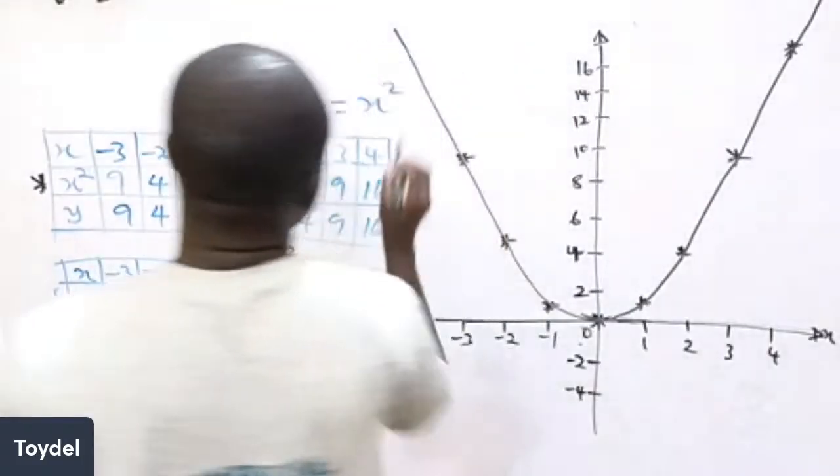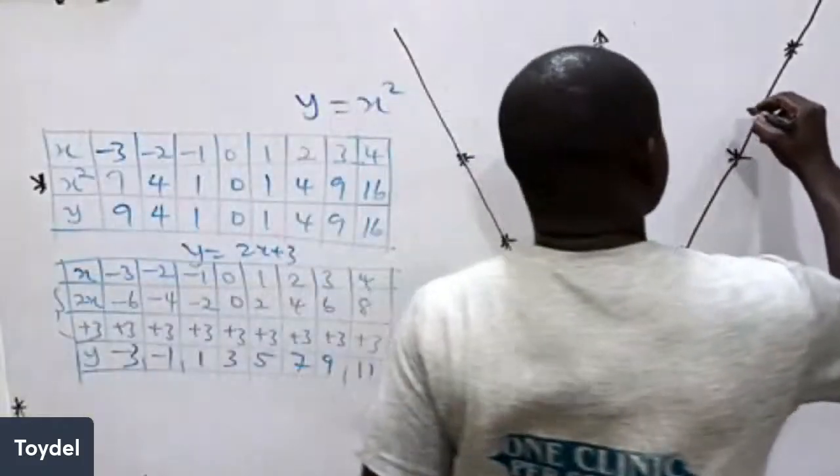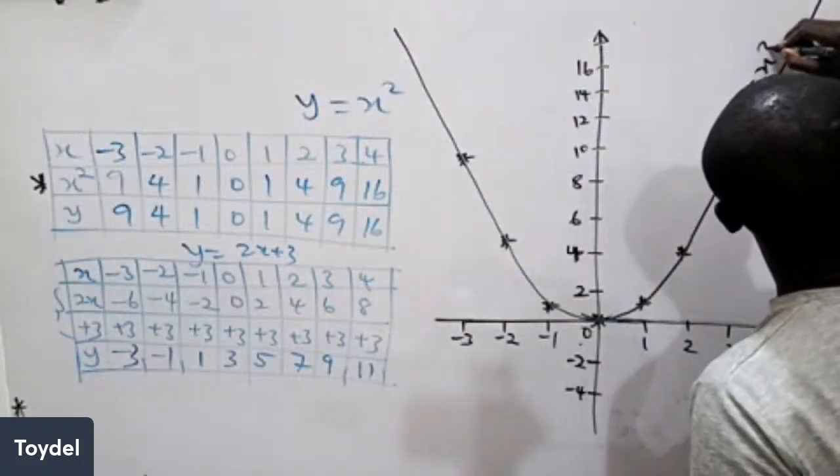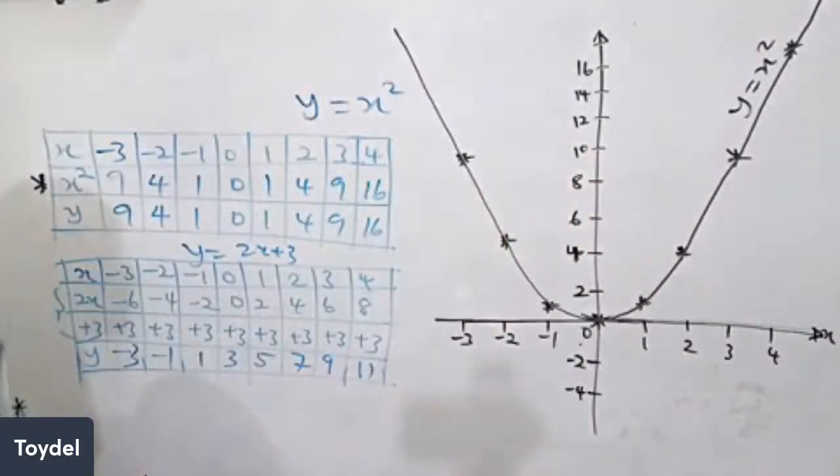This is the graph of y is equal to x squared. I've been able to plot the first graph, the graph of y is equal to x squared. So I'll go to the linear graph, the second one.